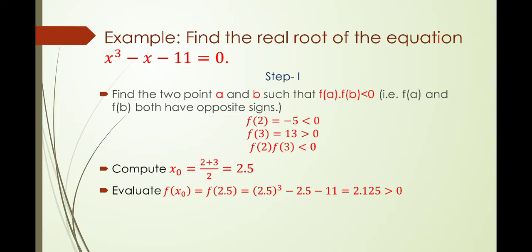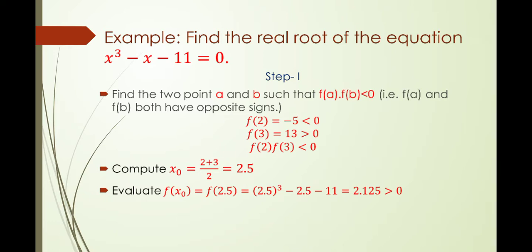We know our first step is we have to choose any 2 points such that the product is less than 0. That is, find the 2 points a and b such that f of a into f of b is less than 0. Suppose we take the points 2 and 3. f of 2 is equal to minus 5, less than 0, f of 3 is equal to 13, which is greater than 0, and the product f of 2 into f of 3 is less than 0. That is, we can say that our root lies between 2 and 3.